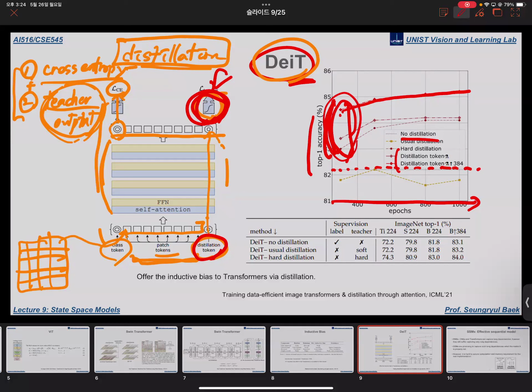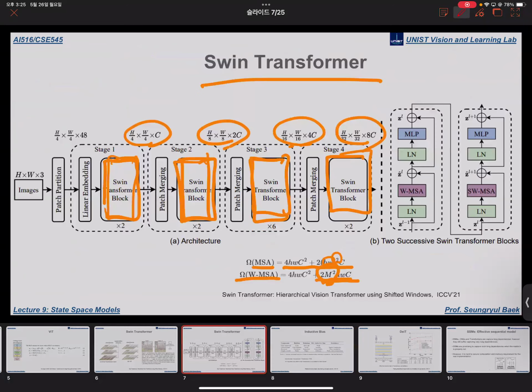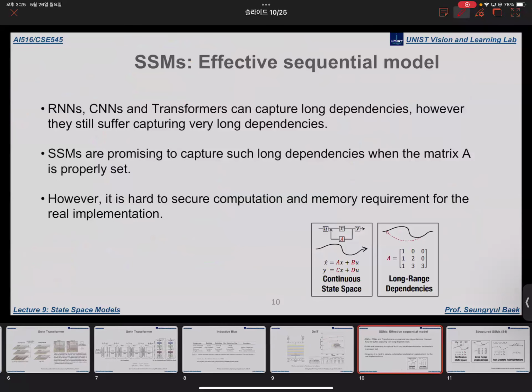Also they are saying that there are hard distillation and soft distillation, and when applied with hard distillation, it is more effective, and with soft distillation the accuracy is like this. Anyways, this is showing that the transformer is exhibiting less inductive bias, and supplying CNNs as the teacher and doing the distillation can relieve such things. That's the DeiT. And DeiT and Swin Transformer, those are very famous nowadays.